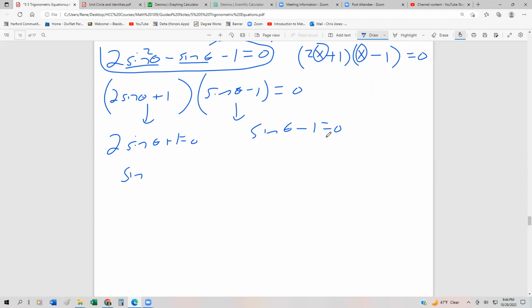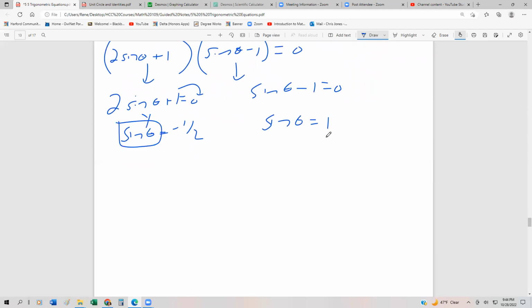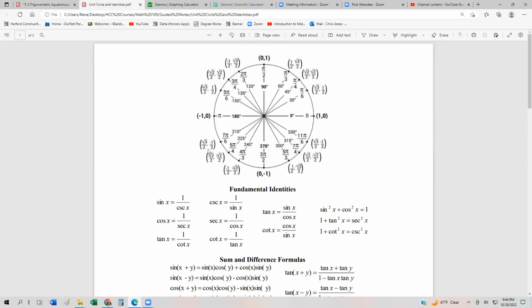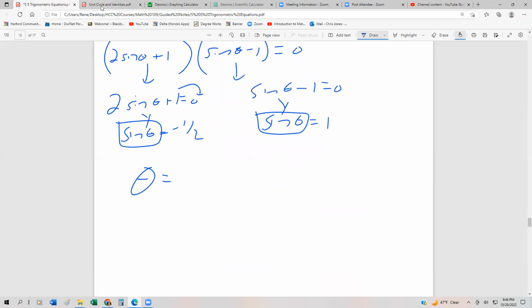I end up with sine of theta equals negative 1/2, by subtracting 1 and dividing by 2. And then I get sine of theta equals 1. What I'm going to do is go into the unit circle and look for where the y coordinate is equal to negative 1/2 and where the y coordinate is equal to 1. In our unit circle, the y coordinate is negative 1/2 at 7 pi 6 and also at 11 pi 6. And then we also need to know where the sine is equal to 1, and that's going to be at pi halves. So our three solutions are 7 pi 6, 11 pi 6, and pi halves.